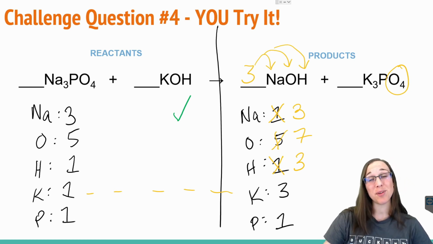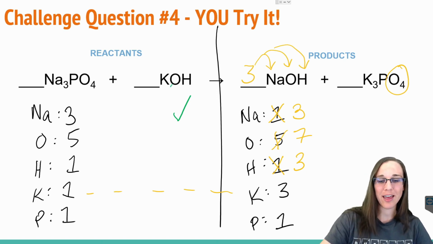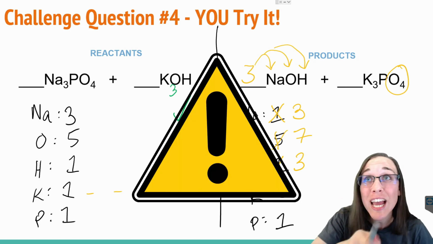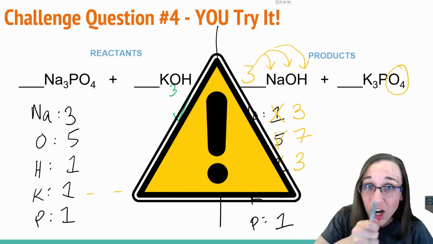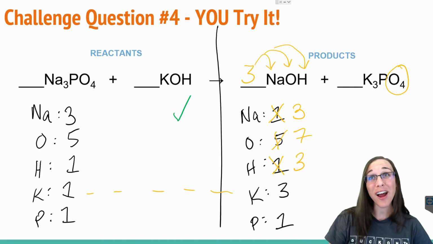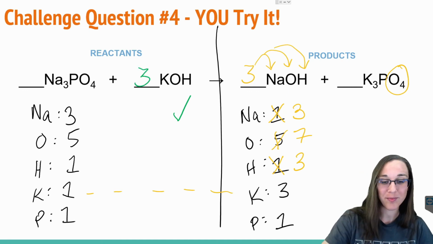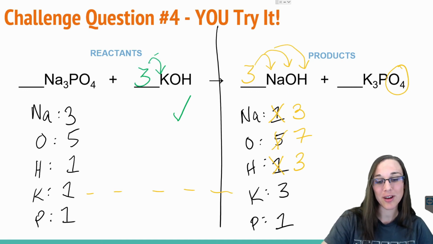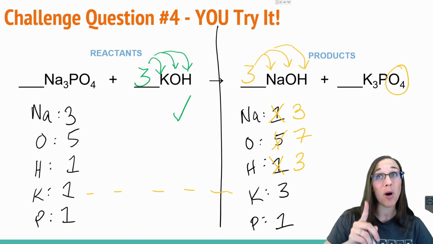Right now we have 3 potassiums on the product side and we need 3 on the reactant side. The way we're going to do that is by putting our 3 at the base. Just kidding, never mess with the subscripts ever! We're going to put a 3 at the front of our KOH molecule and distribute that in. So now we have 3 Ks, 3 Os, 3 H's from that one molecule.